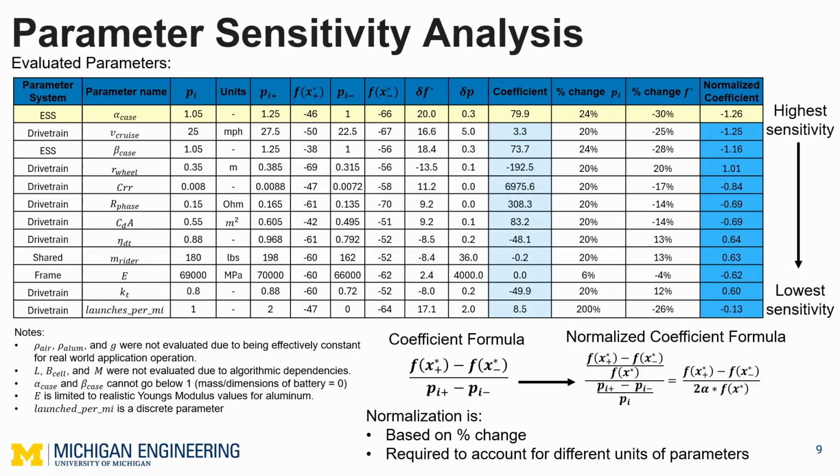Based on this, we can say that a 24% increase in the alpha case parameter results in a 30% decrease of the e-bike range. Therefore, we can directly compare the normalized coefficient between parameters. Note that alpha case, beta case, and E parameters have limitations to what values could be analyzed.